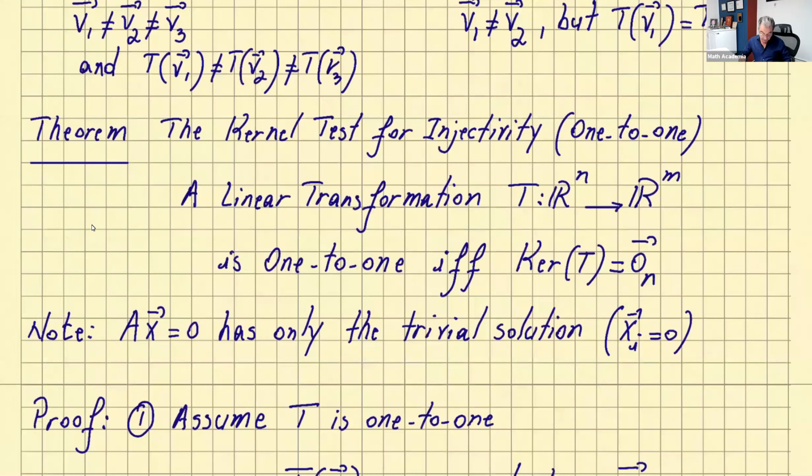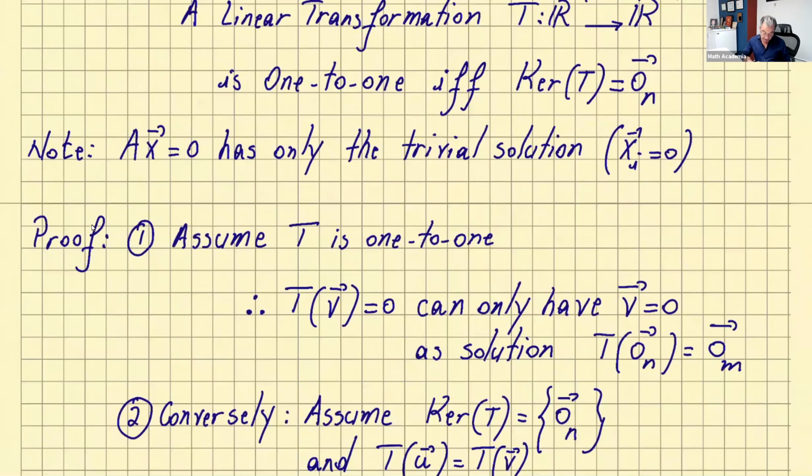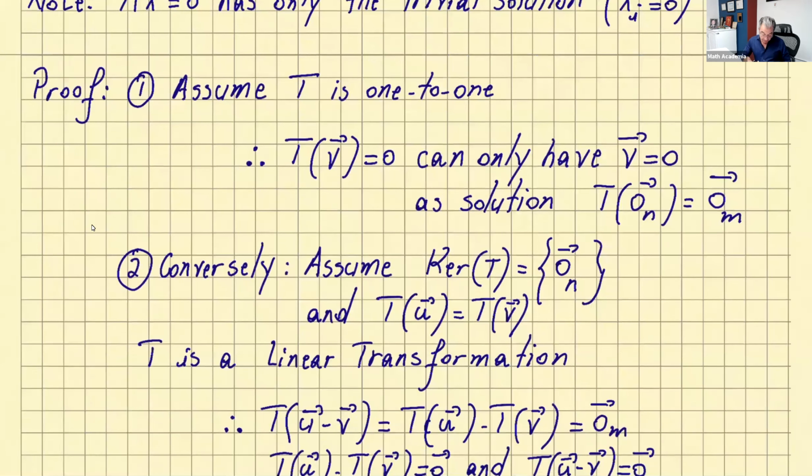So now there is a proof for that. You can first assume that T is one-to-one, that means we have that T of 0 is only the 0 vector. So T of v equals 0 can only have v equals 0 because it's one-to-one, for the reason that I just stated. But this is a two-way proof.